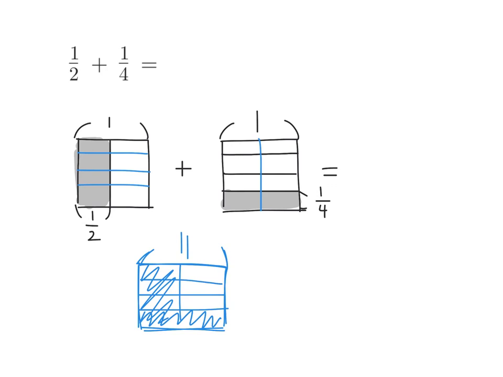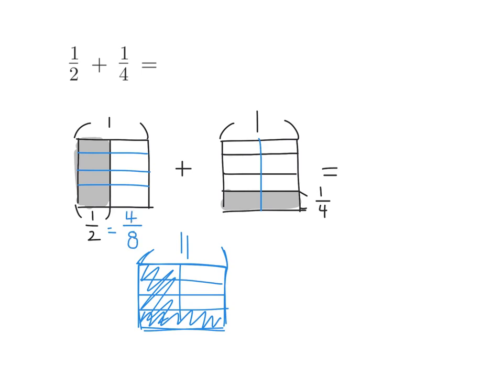Now, let's take a look at the 1/2. Instead of 1/2 now, how many total sections are there in this whole? 8. 1, 2, 3, 4, 5, 6, 7, 8. So I can say that 1/2 equals something over 8. How many sections are shaded in?